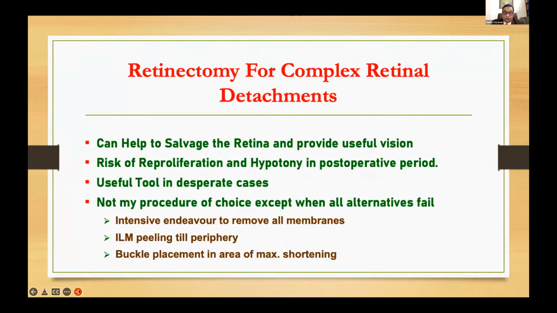And what are these alternatives? First, I will make an effort to remove all the membranes possible. I will not hesitate to spend an extra 45 minutes even to remove these membranes. I will do an ILM peeling till the periphery. And if I suspect that there is likely to be shortening, I may place the buckle. And we're not talking of a band, we're talking of a 276 buckle in the area of maximum shortening, because that also takes away the effect of shortening. Only if these things fail, then I consider doing a retinectomy.